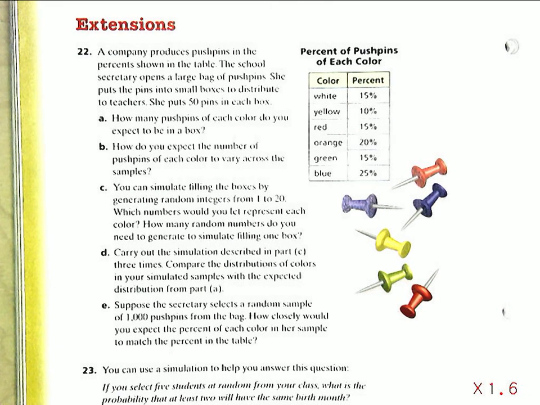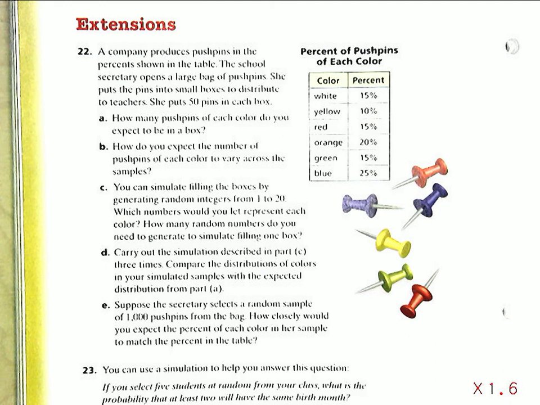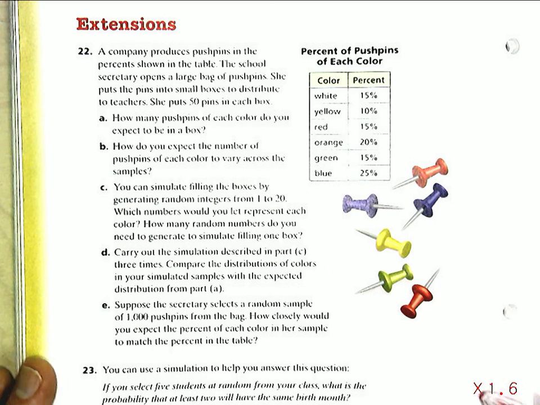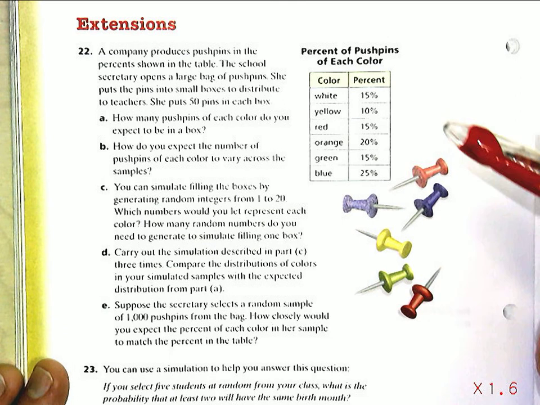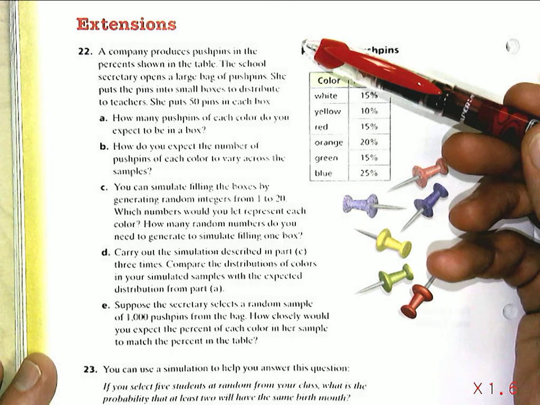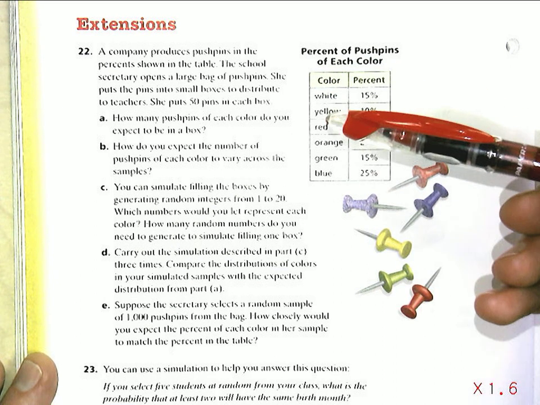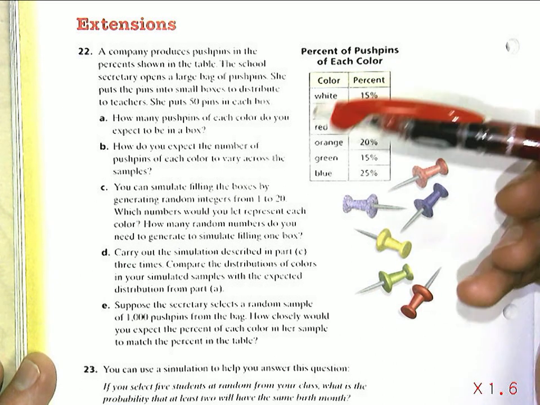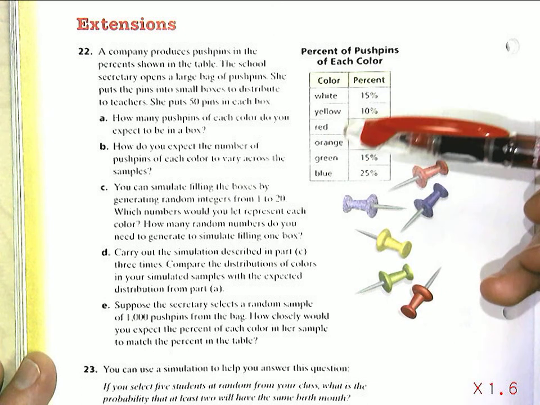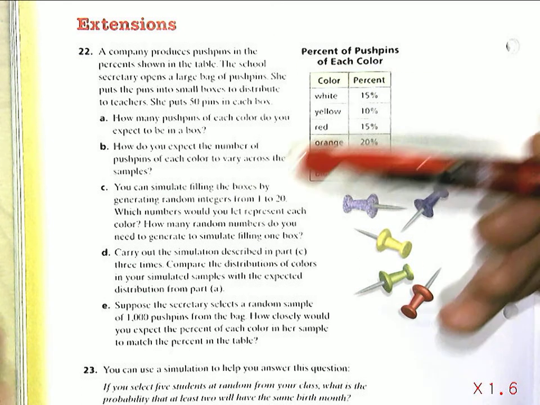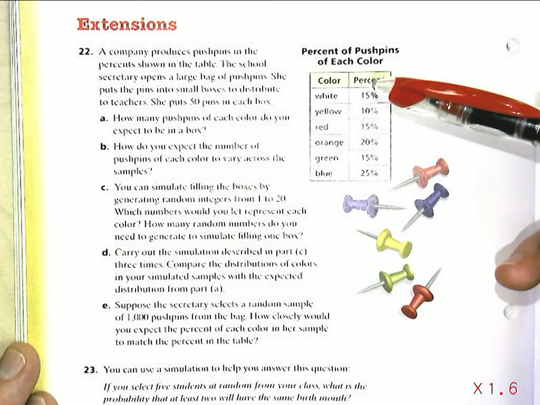So what I'd like to do for ACE question number 22 on page 60 for Samples and Populations, Investigation 3, is give you an overview of how I solved this problem, or how you might go about solving this particular problem. You have this company that produces push pins and sells them in large boxes, and the secretary at the school opens the large box up and takes out 50 randomly and makes them into smaller boxes to give out to teachers.